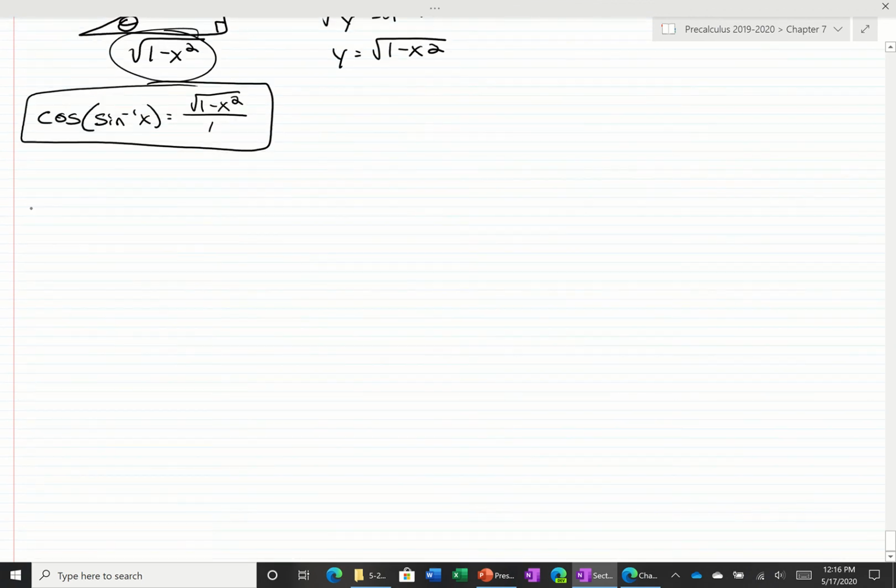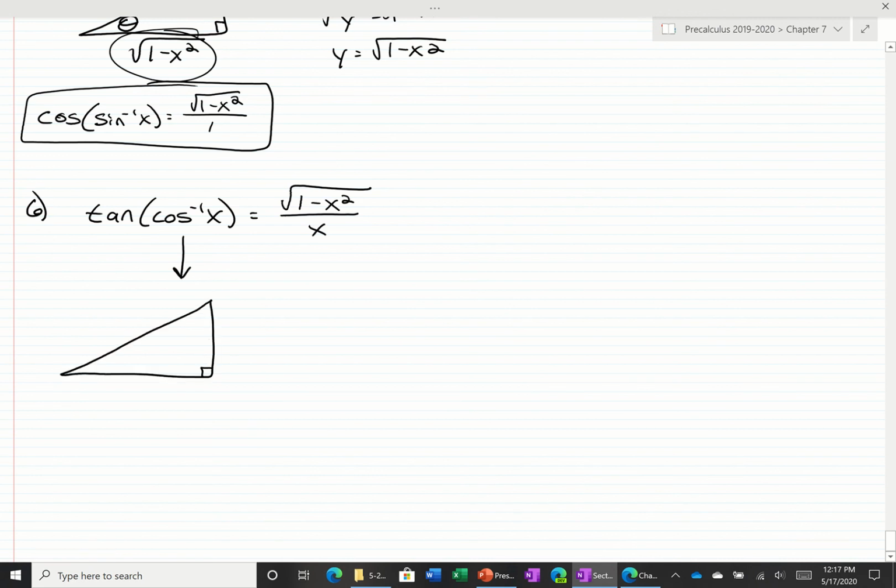And our last problem, problem number 6. It's just asking us to verify the tangent of the inverse cosine of x is equal to the square root of 1 minus x squared over x. All right, well this is going to give us a triangle. The cosine of that triangle is x over 1. Same idea, we're going to solve for that missing side. x squared plus y squared equals 1. So to get the y squared by itself, we get y is equal to the square root of 1 minus x squared.